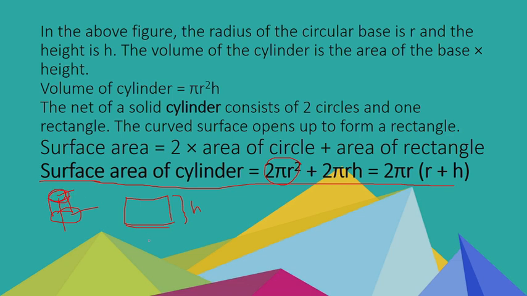What is the perimeter of the circle? The perimeter of the circle is 2 pi r. So that is equal to 2 pi r into h, that is 2 pi r h. Therefore, the combination of these two is the total surface area of the cylinder. Okay, so like this we can find it out.